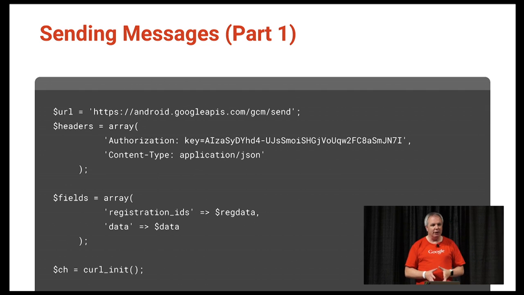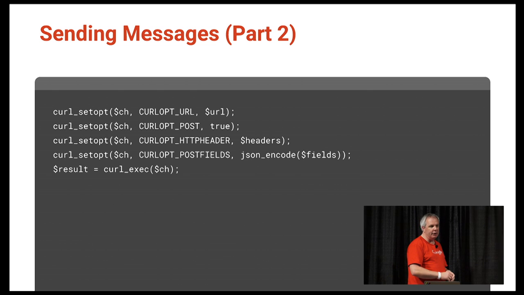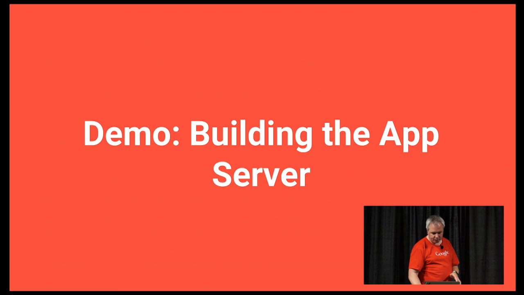And it's just about getting those registration IDs. If you know what those registration IDs are that you want to send to, and GCM provides them for you, you stick them into the array, you encode it in JSON, and then you curl exec that.